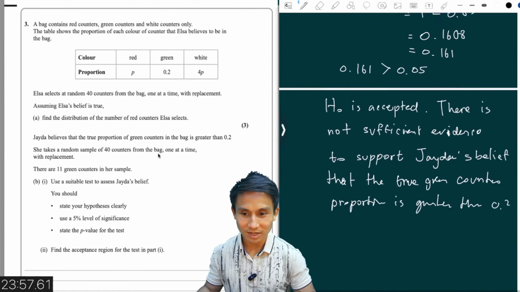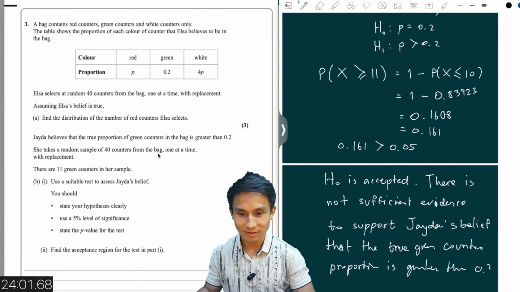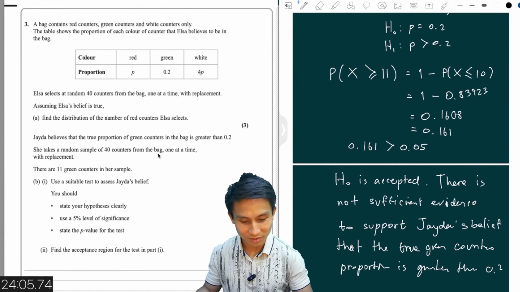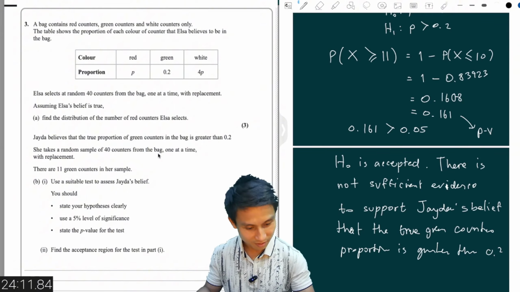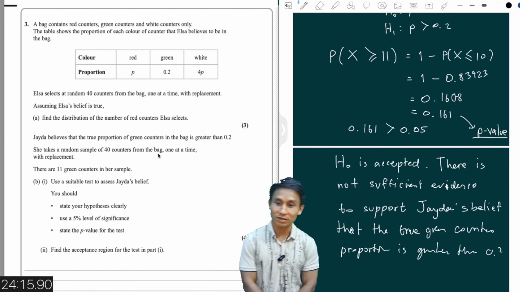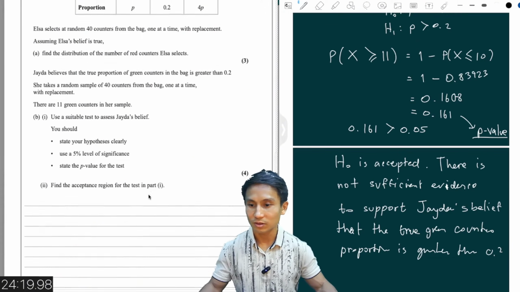Okay, and state the p-value for the test. So the p-value in this case would be this guy, right? That's the p-value then. So this is the p-value. It's just the thing that you compare with the level of significance, right? Okay, there you go.